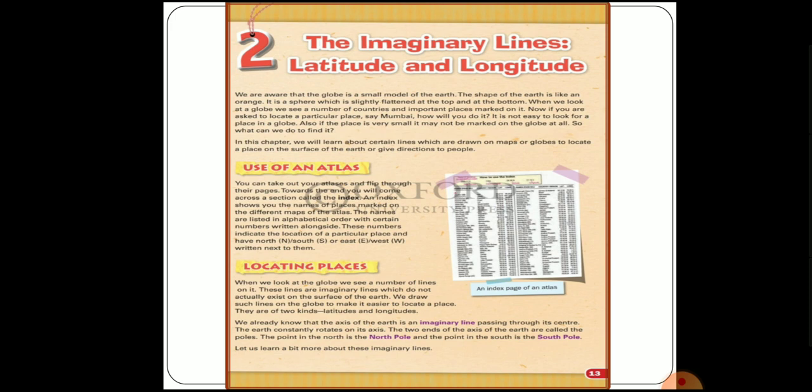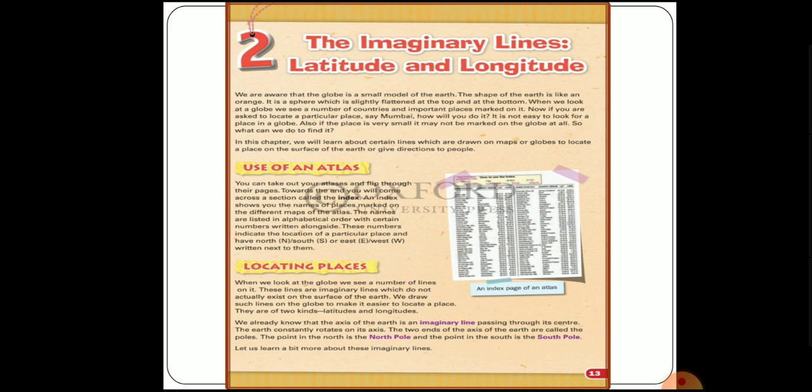Use of an atlas: you can take out your atlases and flip through their pages. Towards the end you will come across a section called the index. An index shows you the names of places marked on the different maps of the atlas. The names are listed in alphabetical order with certain numbers written alongside. These numbers indicate the location of a particular place and have north, south, or east, west written next to them.